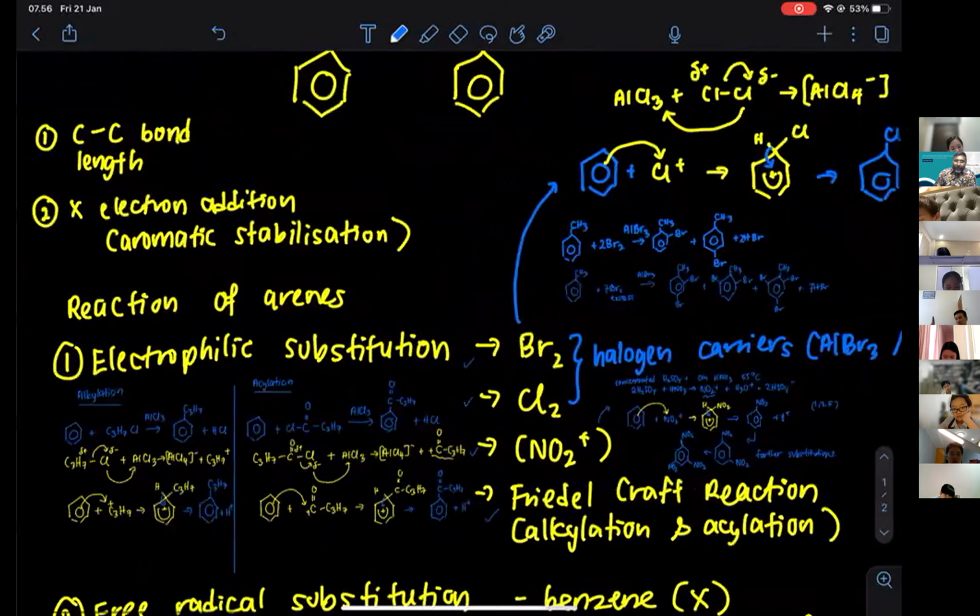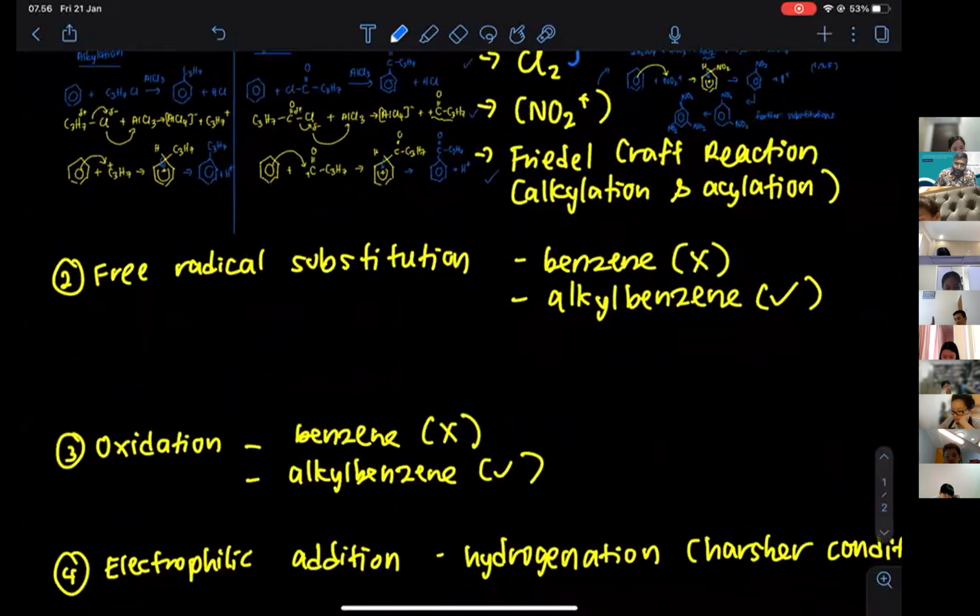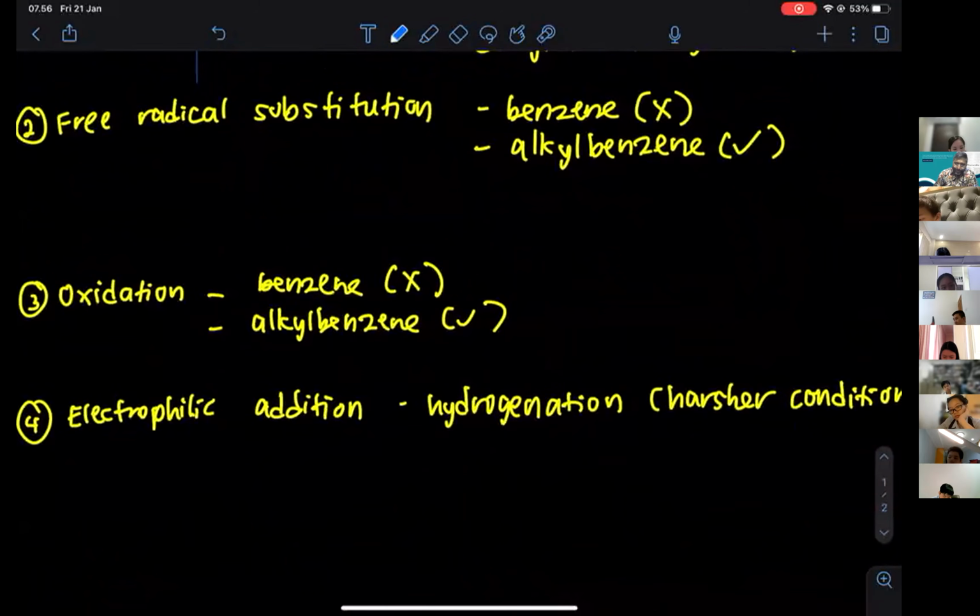Okay, so now we go into free radical substitution. Under free radical substitution, benzene doesn't undergo free radical substitution. Only alkyl benzenes will go through free radical substitution. So let's select something we've never done before. Maybe we select C3H7 as our example.